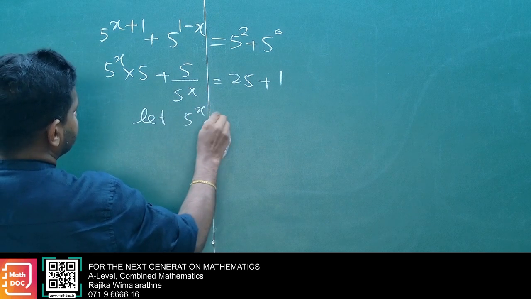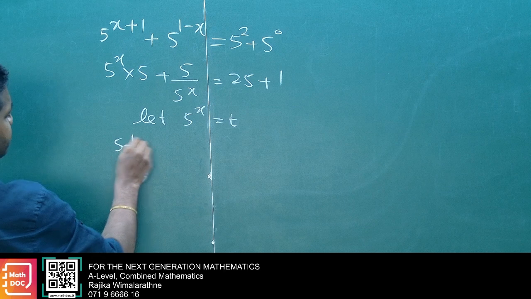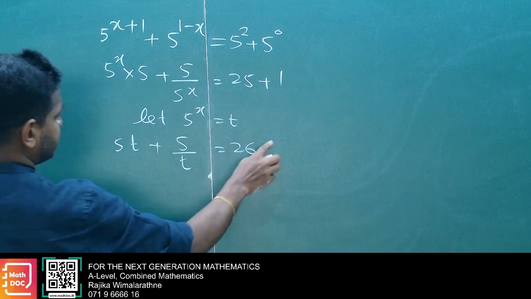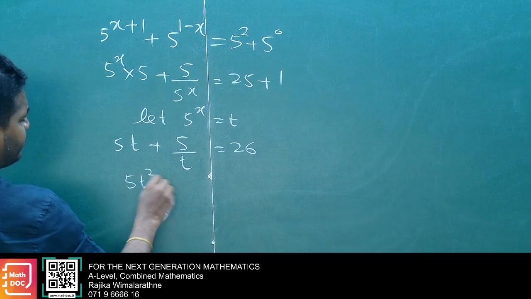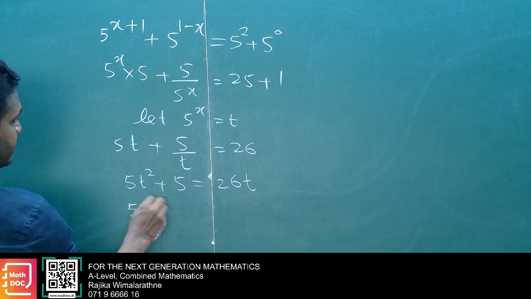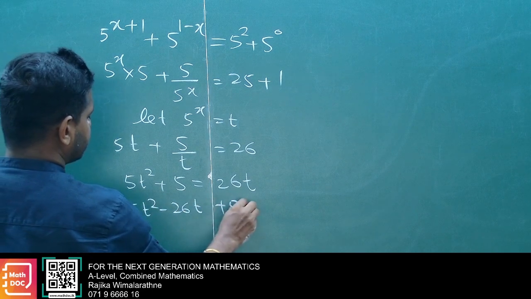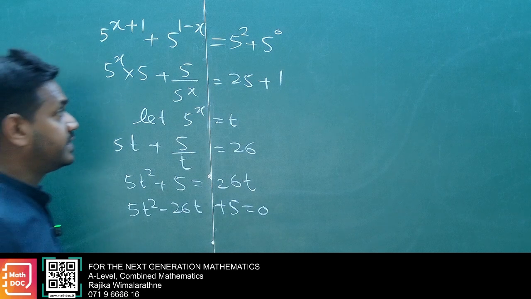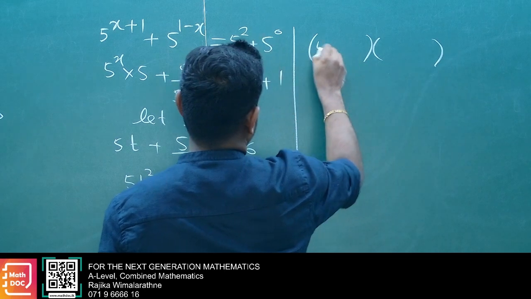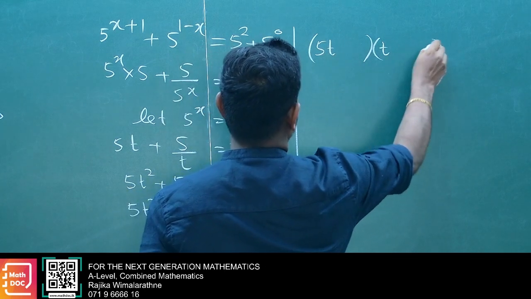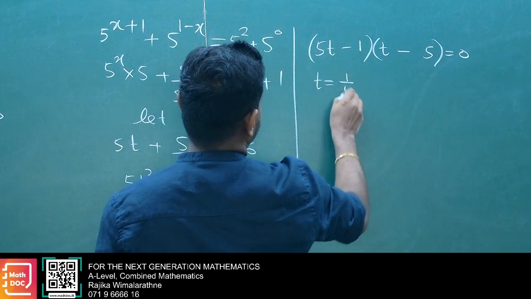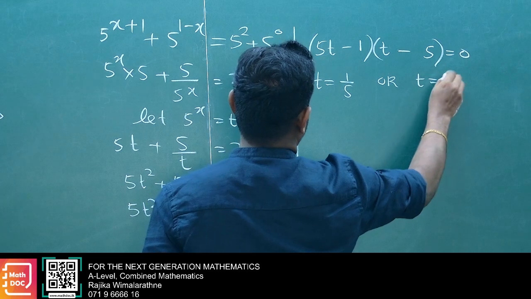Let 5 to the power x equal t. Then 5t plus 5 over t equals 26. Multiply by t: 5t squared plus 5 equals 26t. Take one side: 5t squared minus 26t plus 5 equals 0. Then factorize: (5t minus 1)(t minus 5) equals 0. Then t equals 1/5 or t equals 5.